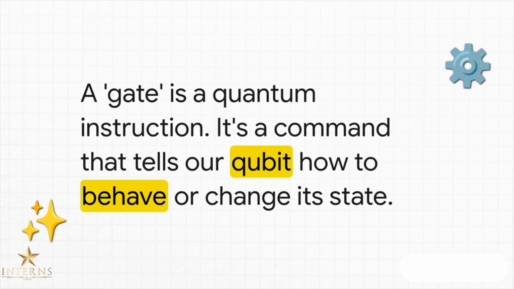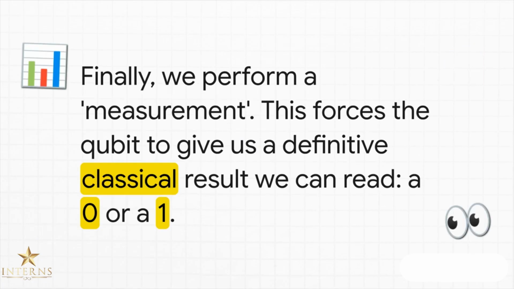Next, we need to actually do something to that qubit. And for that, we use something called a gate. Don't let the name intimidate you. A gate is just a quantum instruction, a command that tells our qubit how to behave. And finally, after we've given our instruction, we need to see what happened. So we perform a measurement. This basically forces the qubit to give us a straight answer, collapsing all of its quantum weirdness into a classical result that we can actually read, a 0 or a 1.